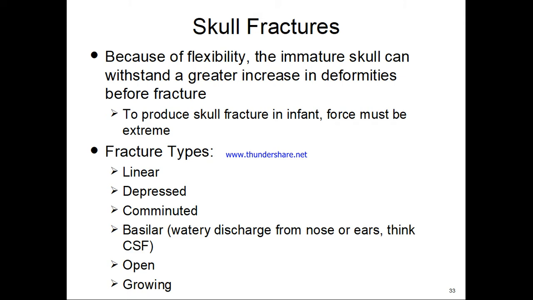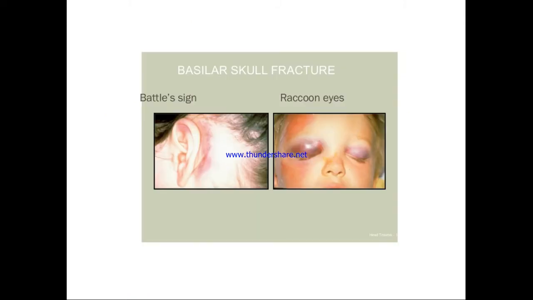The other way you can confirm that is with a urine dipstick or a finger stick test strip to confirm the presence of glucose. If you can confirm the presence of glucose, it's cerebrospinal fluid. Other signs of a basilar skull fracture besides the watery discharge from the nose and ears are Battle sign, which is bruising behind the ear, and raccoon eyes.